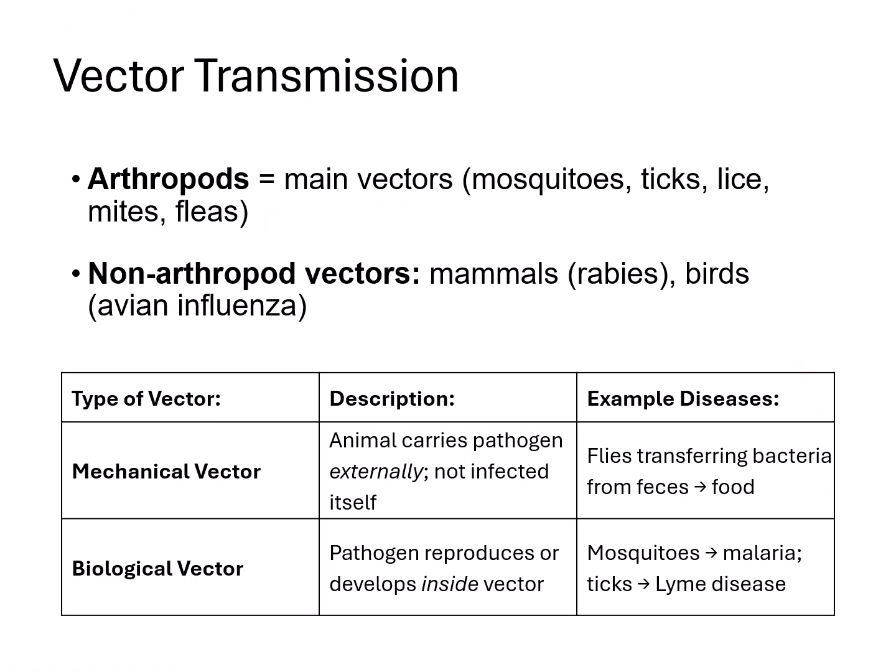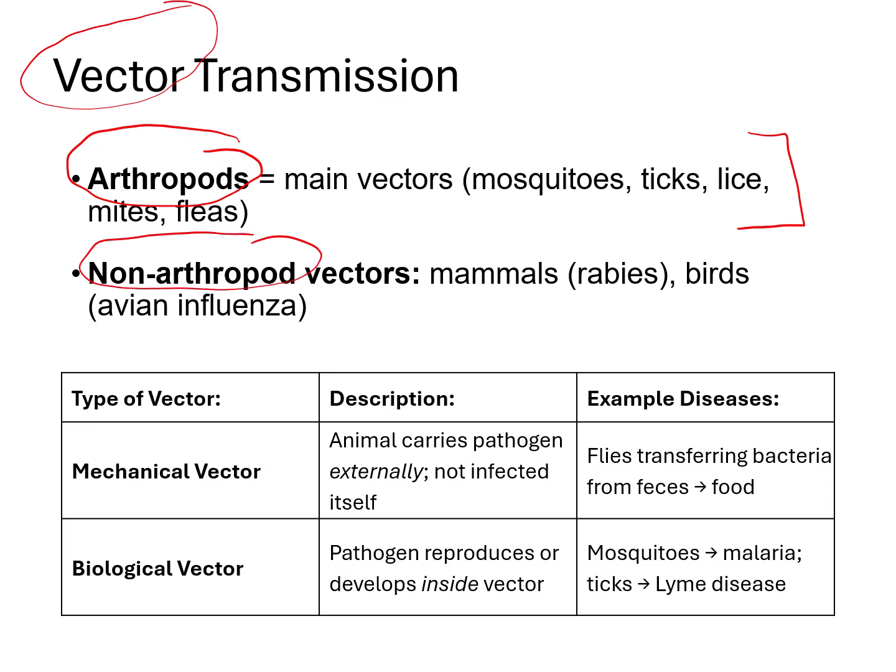Our third type of transmission is vector transmission. So far we've had contact transmission, and then vehicle transmission, and now we have vector transmission. So vectors are living organisms, usually arthropods, such as mosquitoes, ticks, lice, mites, or fleas that can transmit pathogens, but can also include non-arthropod vectors such as mammals who can transmit disease such as rabies, or birds that can transmit avian flu. Of the vectors, there are two subcategories, including mechanical and biological vectors.